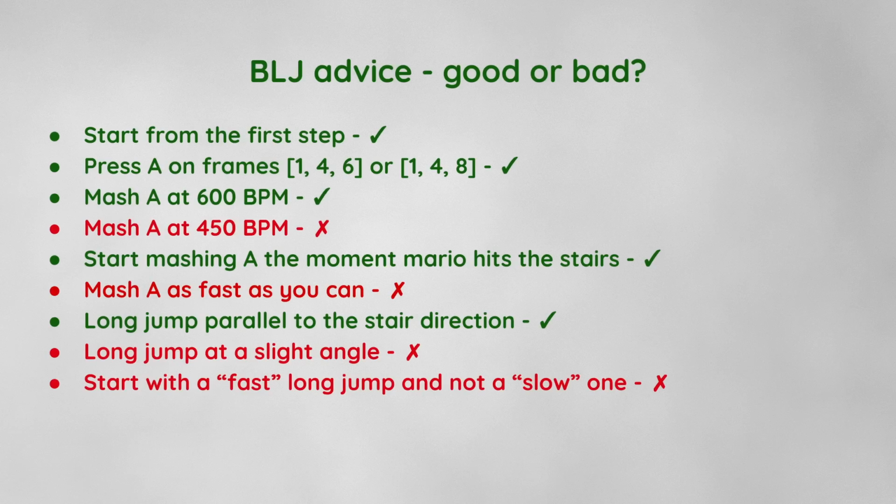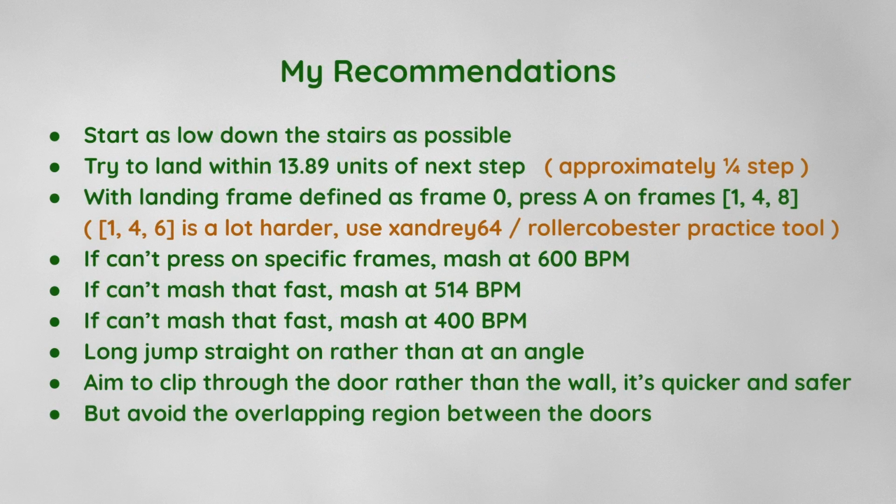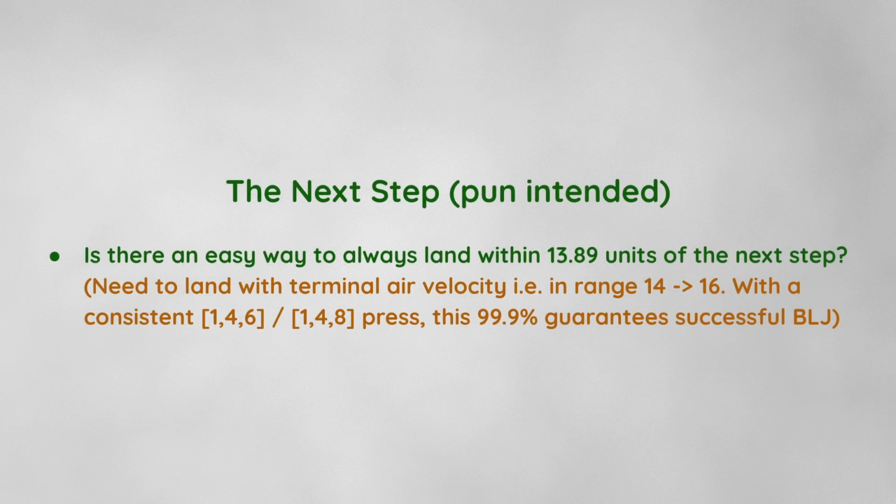Looking at the list of advice that we started with, we see that a lot of the conventional wisdom was proven correct, but we did manage to debunk some of the more spurious advice. Here is my own personal list of recommendations. A question I'd like to address in the future is, is there any way to always land within 13.89 units of the next step? Certainly, runners like Green Suigi already do this, and that's why their BLJs are so consistent. But is there a method that anyone can learn? Together with consistent 1-4-8 A presses, we could be close to an age where anyone can BLJ consistently.